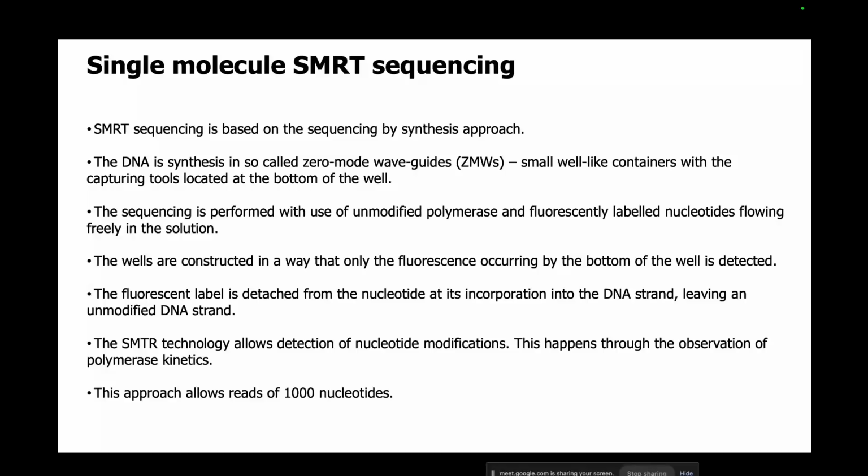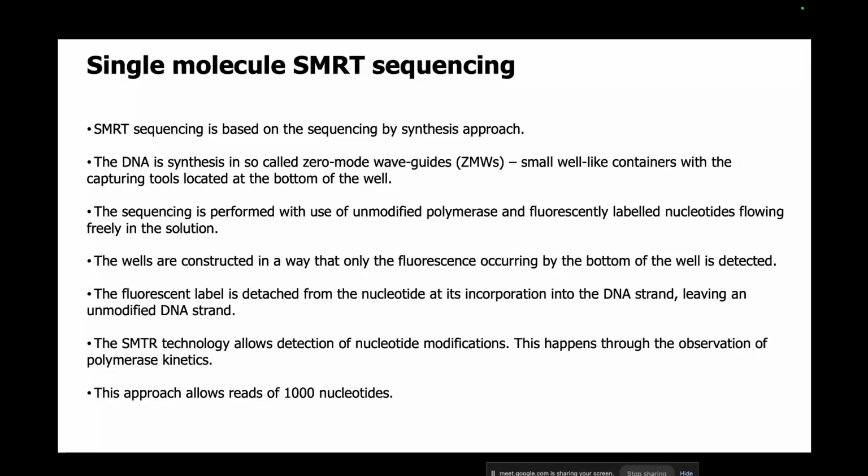So there come some different sequencing technologies which address these drawbacks. The first would be SMRT, which is single molecule sequencing. It is also based on a sequencing by synthesis approach. What happens is the DNA is synthesized in some small well-like structures, known as zero mode waveguides, or ZMWs. These are small well-like containers with the capturing tools located at the bottom of the well. Inside the flow cell there are thousands of these very micro wells.